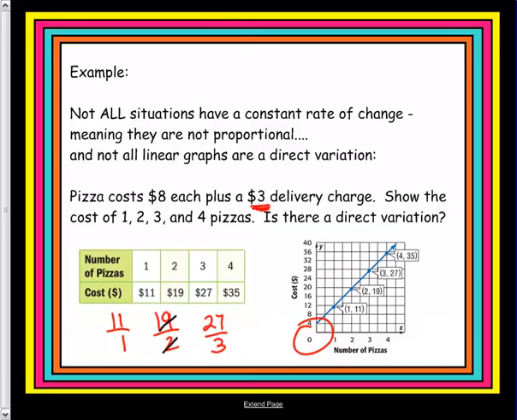$19 for two pizzas would be how much? It would cost you $9.50 for one pizza, where over here it was $11. $27 for three pizzas, that would cost you, oh, not 8, just kidding. It would actually cost you $9, right? So $11, $9.50, $9 for one pizza. Not all equivalent. Therefore, there is no direct variation.